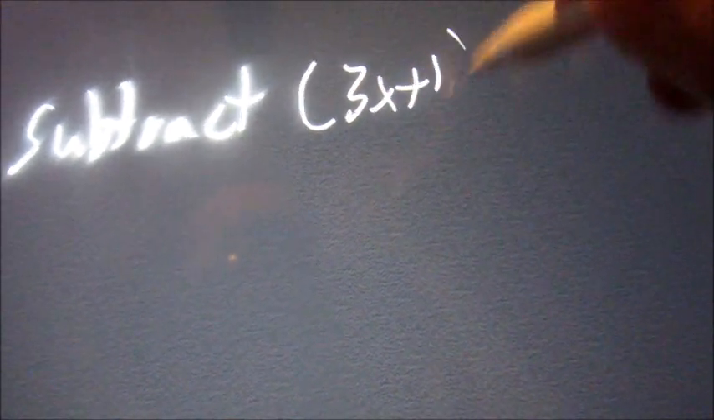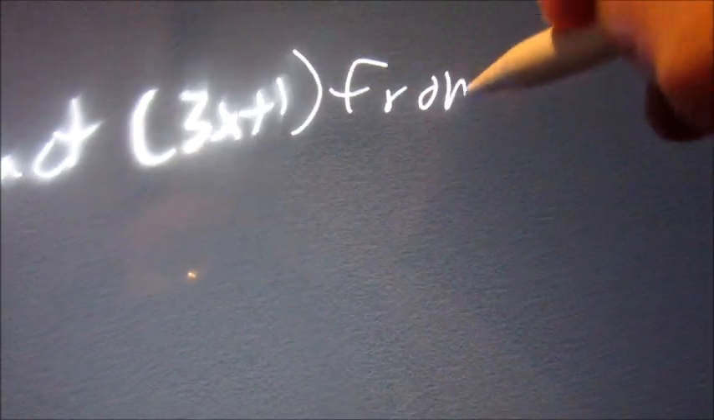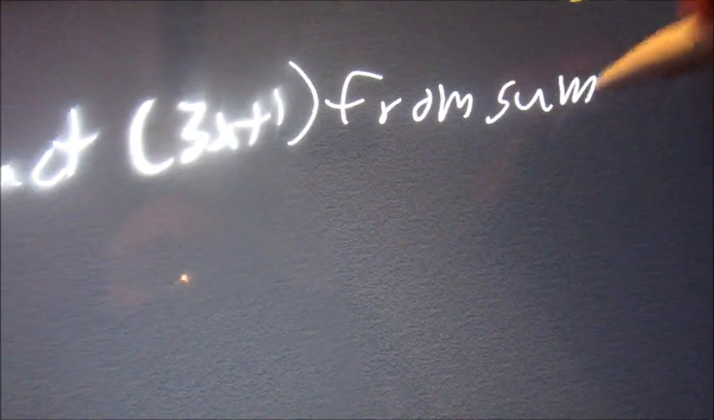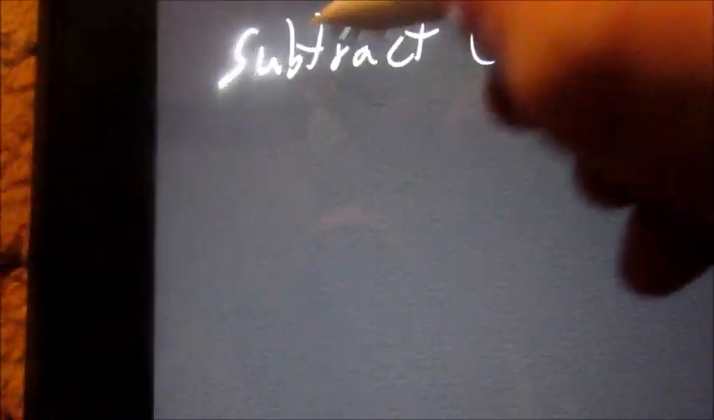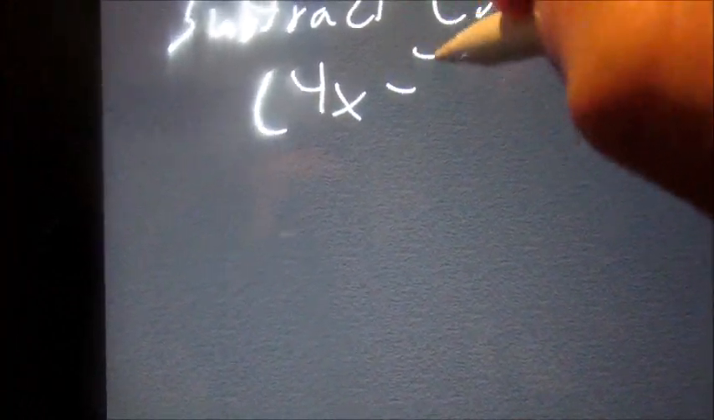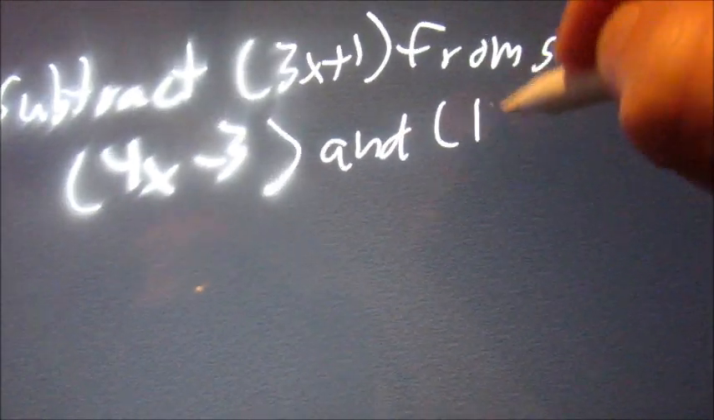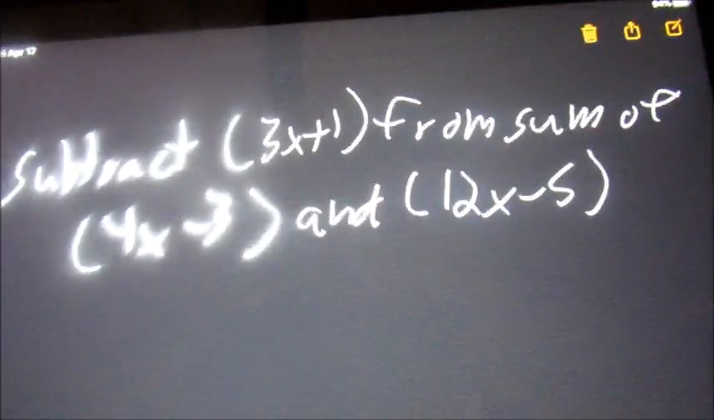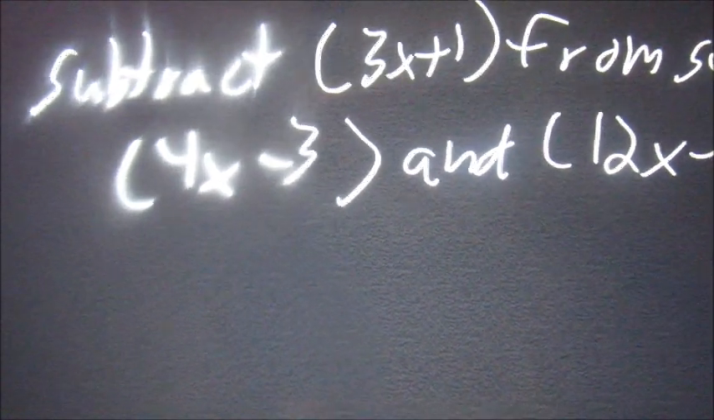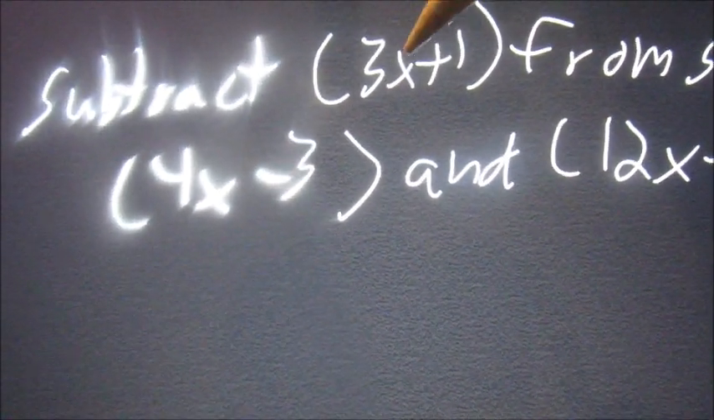Okay, then you might have some word problems. Say it says subtract 3x plus 1 from the sum of 4x minus 3 and 12x minus 5. So when we say subtract from, that means it's going to be minus this.